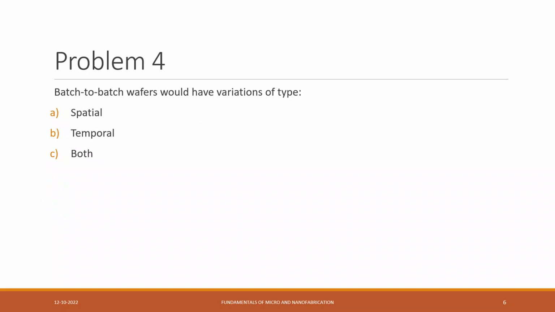Okay, so this is problem 4. We have batch to batch wafers you want to manufacture, and you have to tell which are the variations that can happen: spatial, temporal, or both.